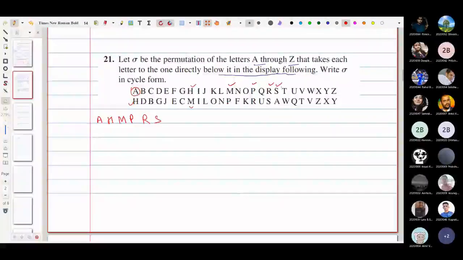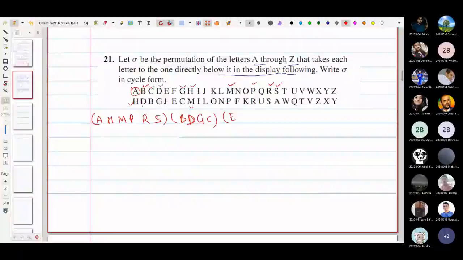Where is S? S is here, okay, S goes to A. So finally we have one cycle here, and then for another cycle you can just tick whatever you have already taken. So let us start with B, and then B goes to D, D goes to G, and then G to C, and then C again goes to B. Okay, so this is another cycle.